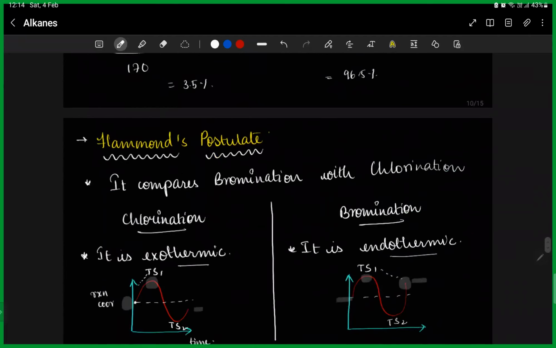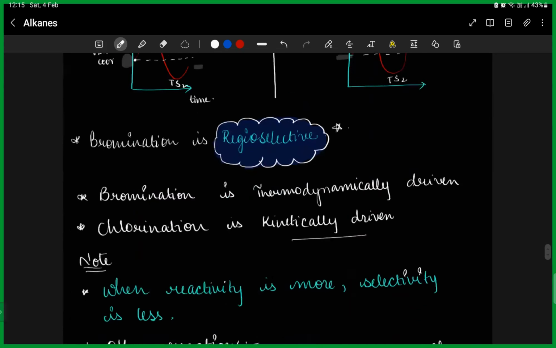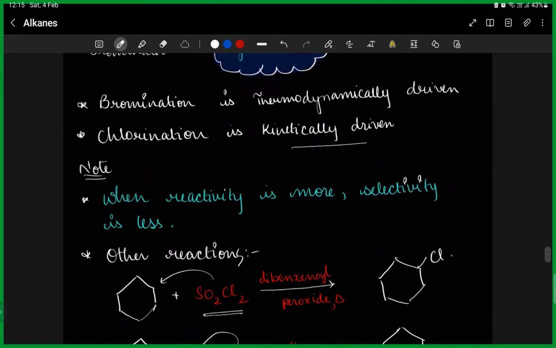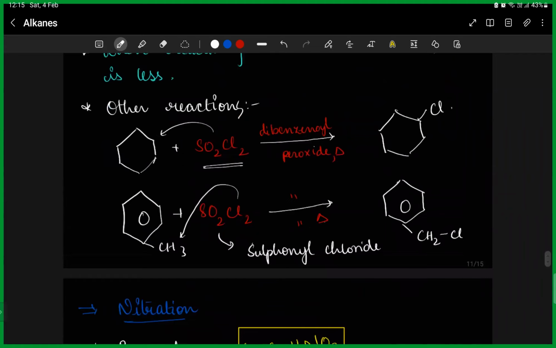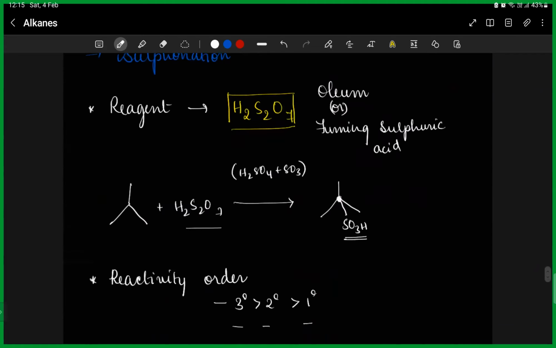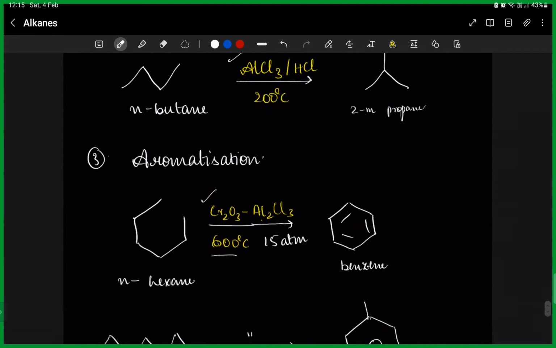Okay, we have then also seen Hammond's postulate, which compares bromination with chlorination. It tells that chlorination is exothermic and the transition state looks towards the reactant. In the case of bromination, it is endothermic and the transition state will look towards the product. So bromination is more regioselective. And when reactivity is more, the selectivity will be less. We have seen the reaction with SO2Cl2, and then nitration, sulfonation, and oxidation reactions. And then we have seen isomerization and then aromatization.